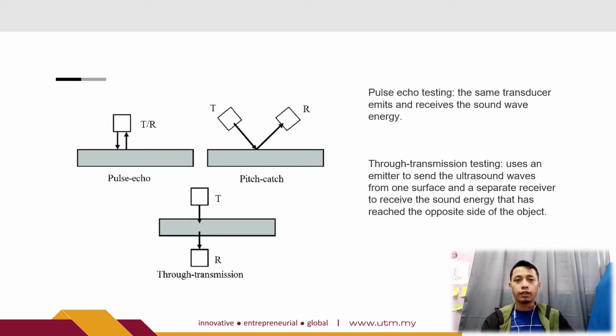Basically, there are three basic methods for ultrasonic testing, but we are focusing on pulse echo and through transmission. The first one is pulse echo testing, which uses the same transducer to emit and receive the sound wave energy. But through transmission testing uses different transducers: an emitter to send the ultrasound wave and a receiver to receive the sound energy on the opposite side of the object. Based on my study, the railway industry in India uses pulse echo for UT.